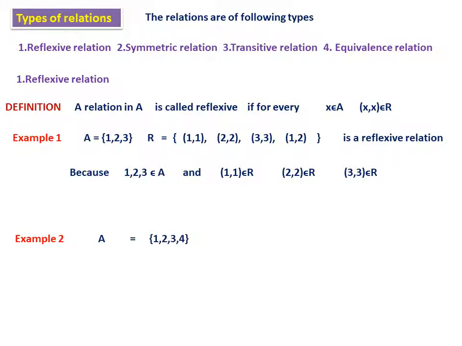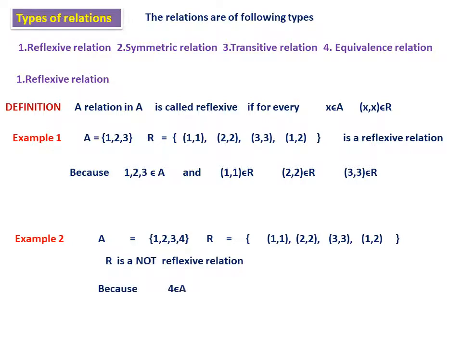Let us also take one more example where it is not reflexive so that the idea is clear. So A equal to {1, 2, 3, 4}, I have added one more element 4, but the relation R is the same, that is (1, 1), (2, 2), (3, 3) and (1, 2). Now this is not reflexive because you see here 4 is in A but (4, 4) does not belong to R, therefore it is not reflexive. So this is the idea of reflexive relation.